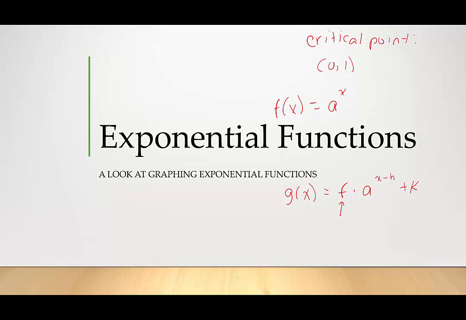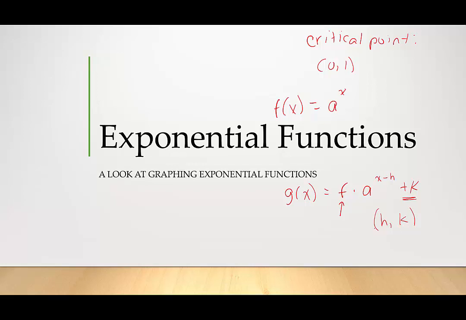So this tells us two things. If f is positive or negative, it tells us whether it's going to be facing up or facing down. If it's bigger than 1 or smaller than 1, that tells us if there's a stretch or a shrink. And if there's something happening within the exponent, that's going to move our exponential function h units to the left or right. And if there's something being added to the function, that's going to move it up or down k units, depending on whether it's positive or negative, just like with every other function. So this should be nothing new.